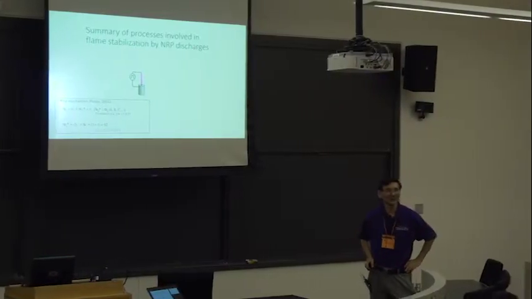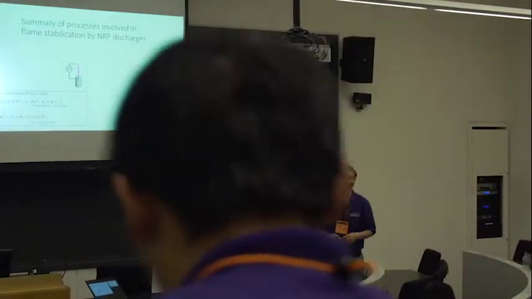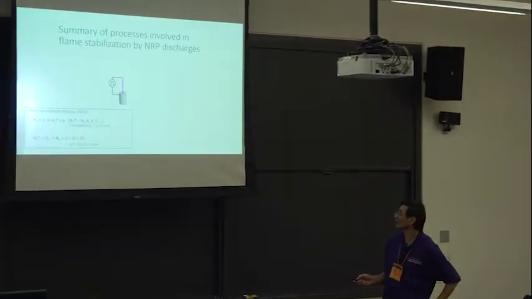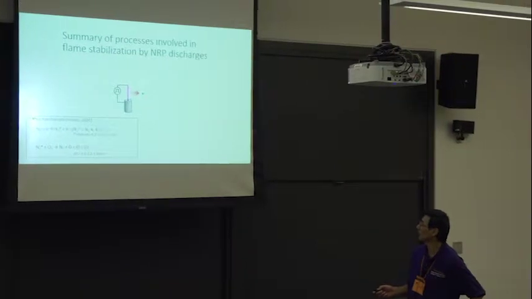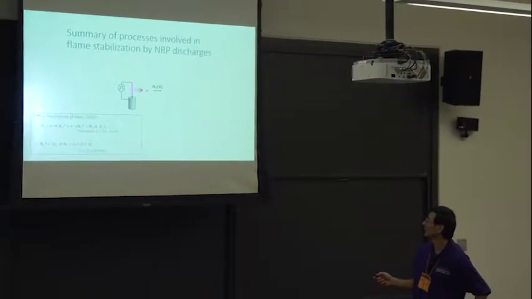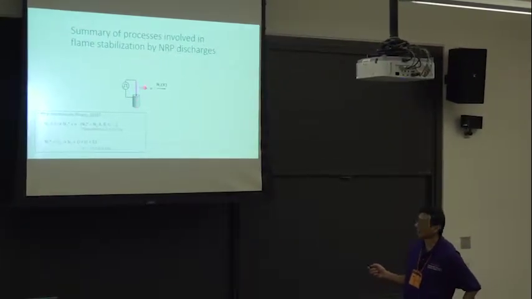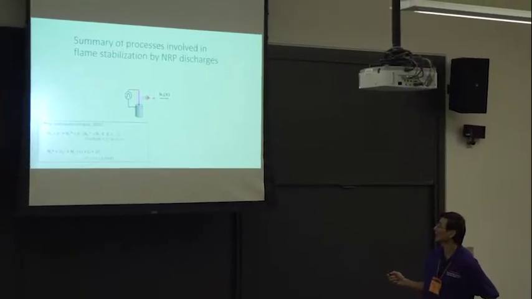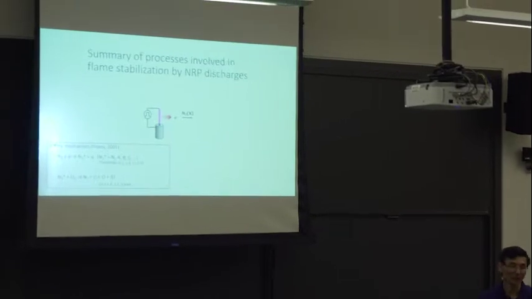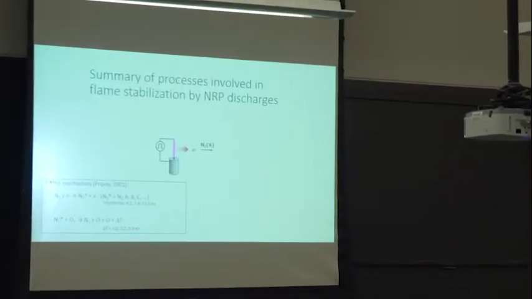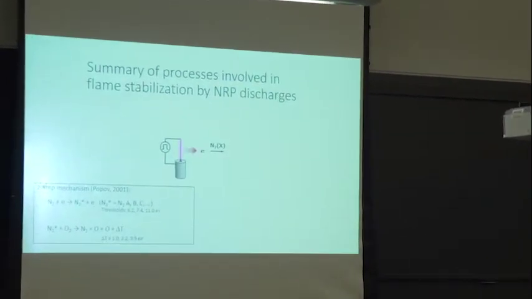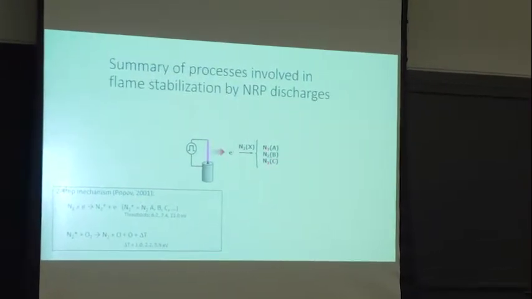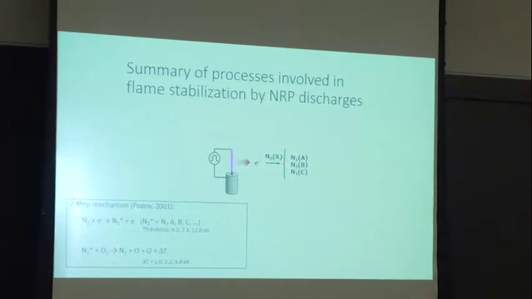Okay, so let's continue, and let's summarize last class. What we talked about is that plasma generates electrons, and electrons interact with nitrogen, and if you have oxygen, of course, electrons will collide with oxygen as well, and this generates an excitation of nitrogen to the A, B, C states.